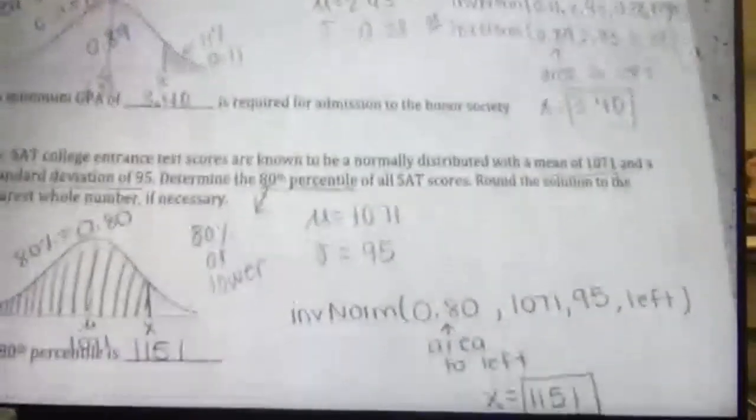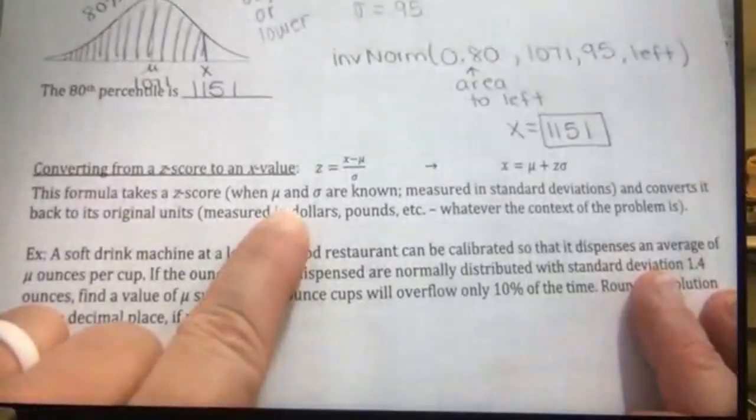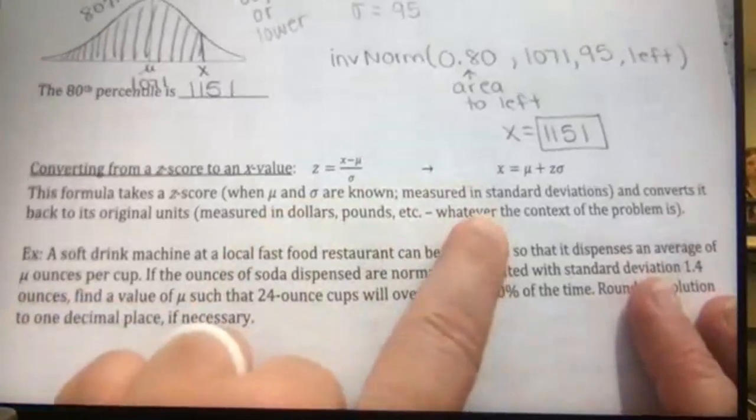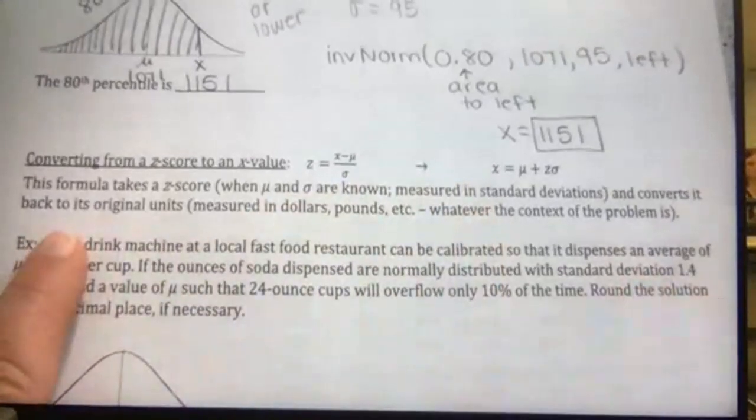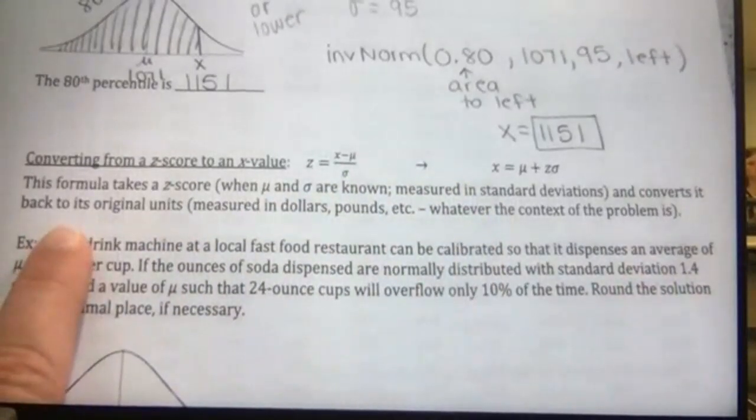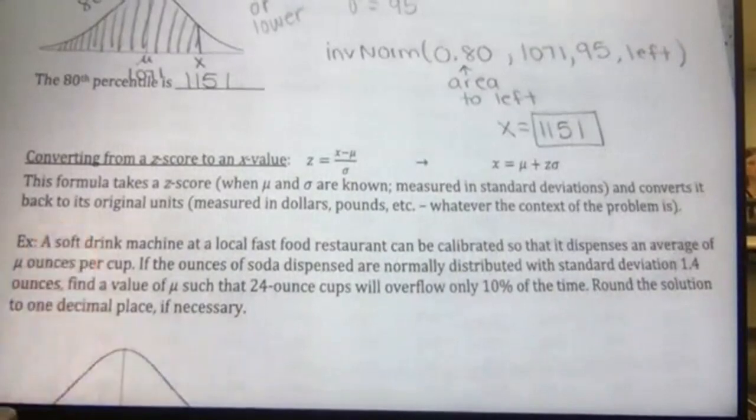All right, so this formula takes a z-score, whenever our mean and standard deviation are known, measured in standard deviations, and it converts it back to the original units of X, which is in dollars, pounds, or whatever the problem is going to be. So again, going from Z back to X.